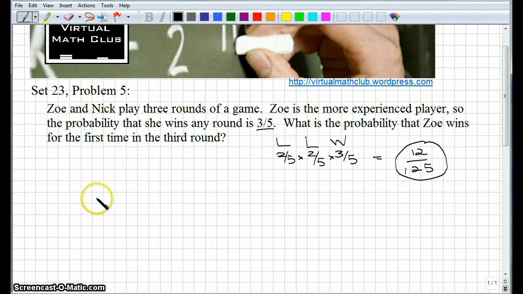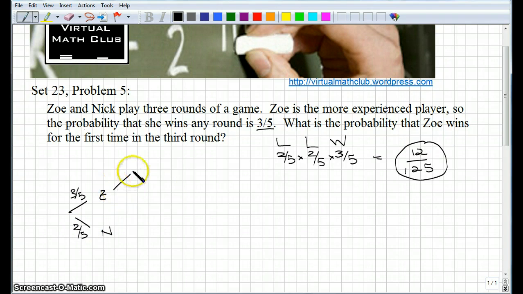You might look at it as, well, Zoe could win or Nick could win. Alright? So it's sort of like a coin toss, but it's not like a coin toss because the outcomes are not equally likely. I mean, you could think of this as heads and tails, but in a coin flip, your probability of getting heads is the same as the probability of getting tails. In this case, we have a 3/5 chance that Zoe's going to win, and a 2/5 chance that Nick is going to win. Alright?